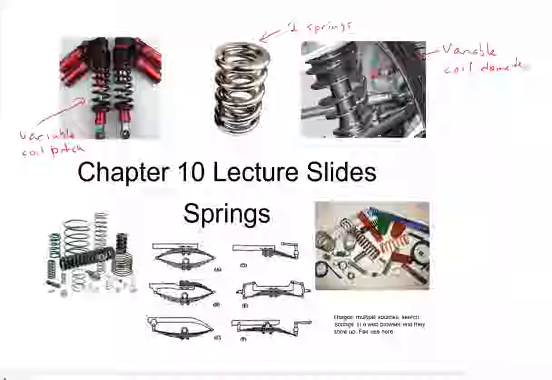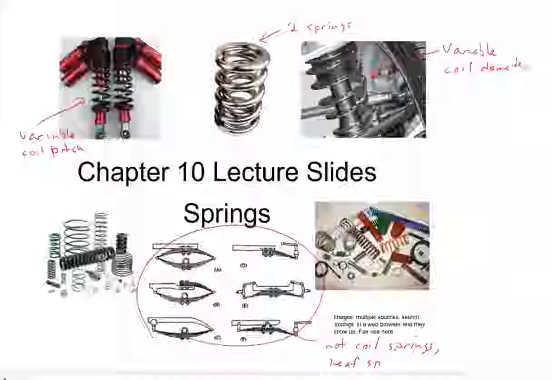And down here we've got some leaf springs. So these are not coil springs, but they're leaf springs. There's all sorts of springs that aren't coil springs, just to make you aware. In fact, I consider anything you can push on that deflects to be a spring, which is everything in the universe pretty much except for a vacuum in space.